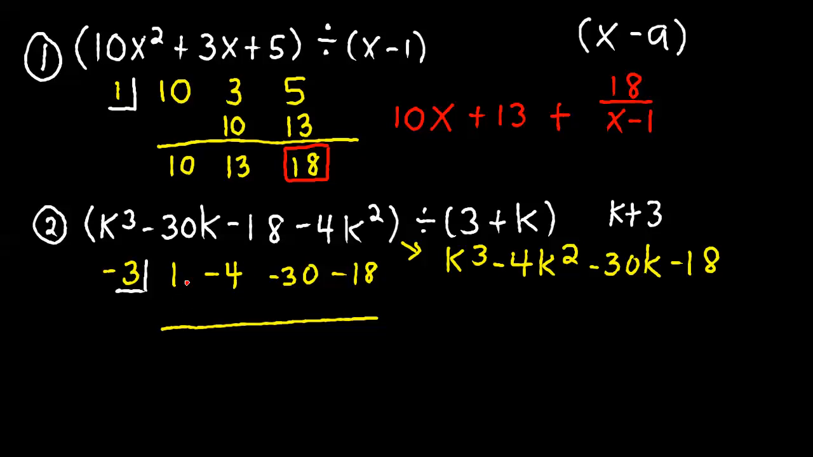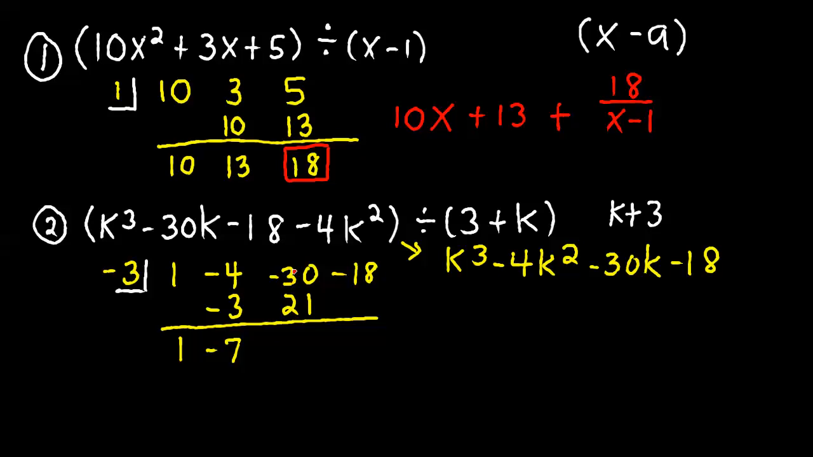I'm going to start by bringing down my first number, my 1. Then I'm going to multiply this bottom number by the number here, -3. I'm going to add these two together. That's going to give me -7. Okay. I'm going to go ahead and multiply -7 by -3. That's going to give me a +21.